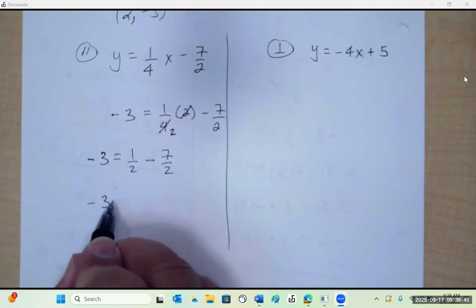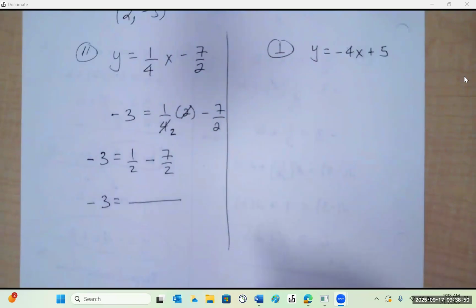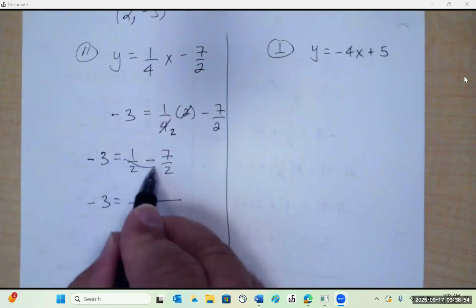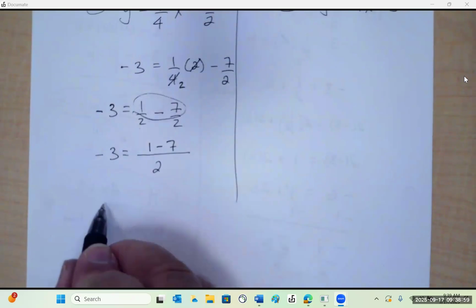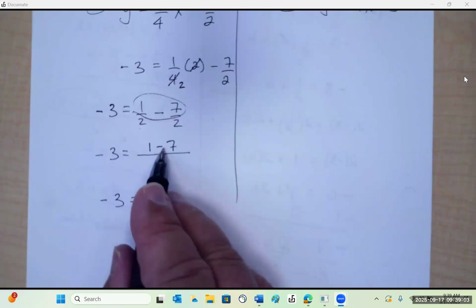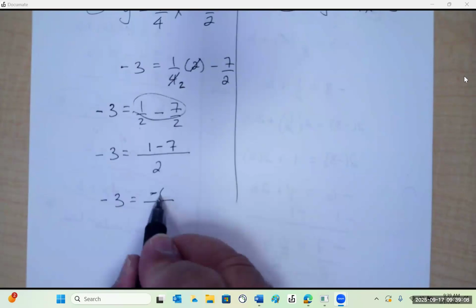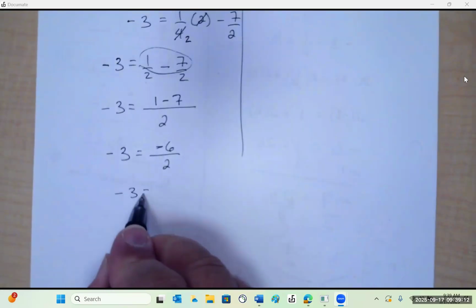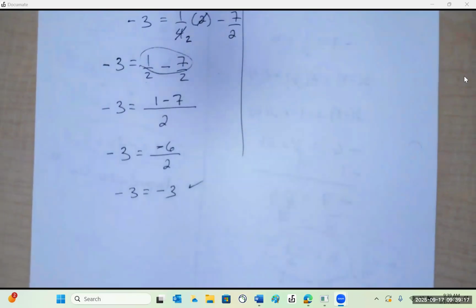What's the rule about subtracting fractions? They both have a common denominator, so they're both 2. So we just worry about the top. 1 minus 7. 7 is bigger, so it's negative. 7 minus 1 is 6. 6 divided by 2 is 3. So they're both equal, so that point is on that line.